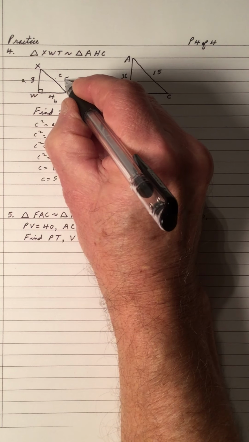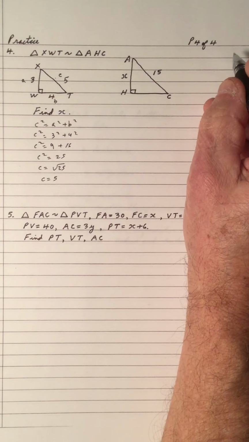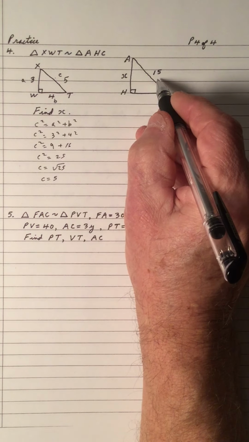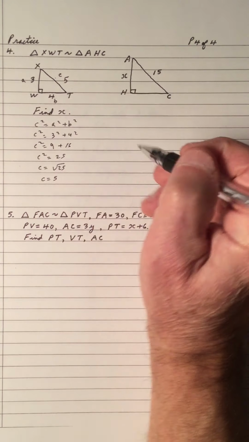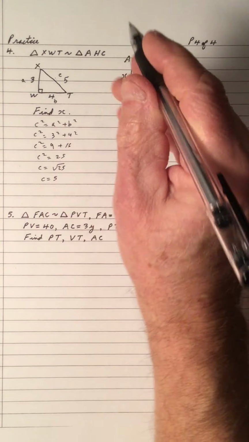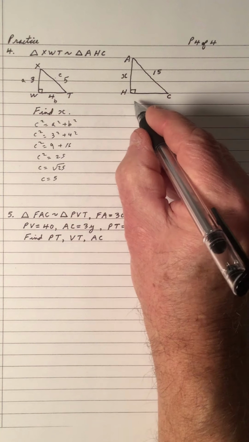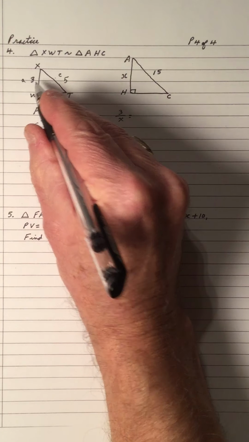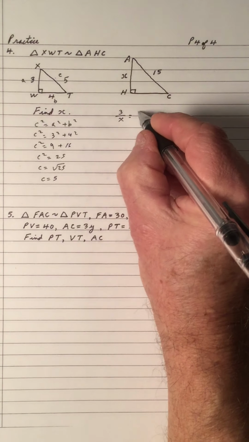Now you put your 5 back in your problem, and now you have your 5 going with your 15 and your 3 going with your X. So that gives you what the unknown is. So we can say 3 over X is 5 over 15.